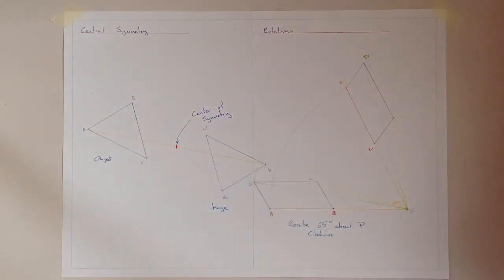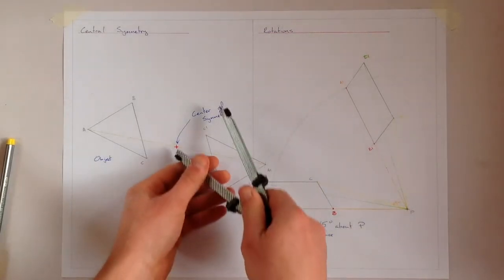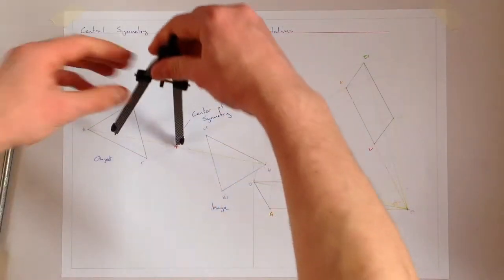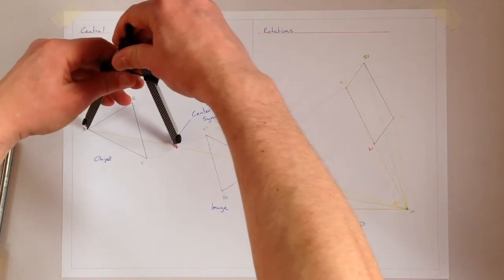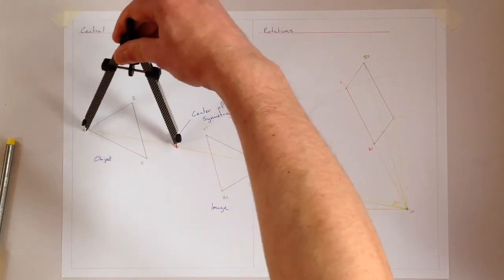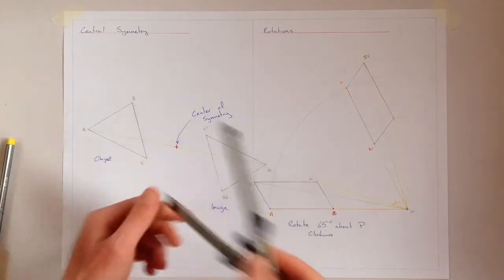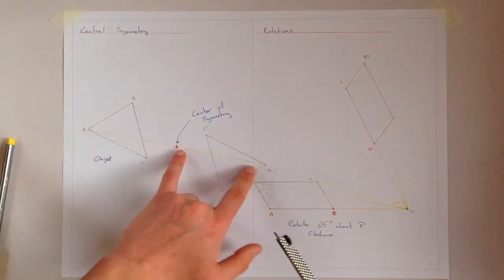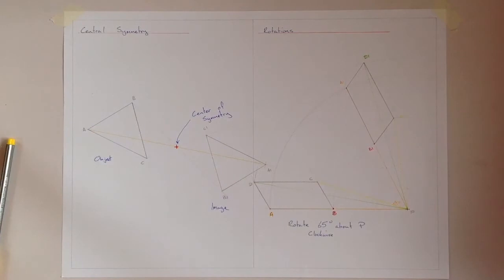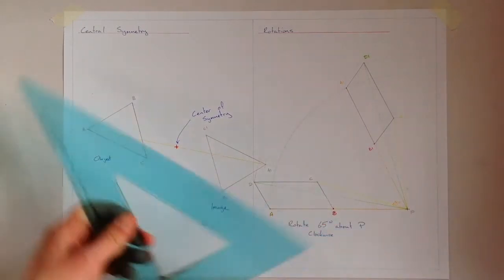Then we make sure that whatever distance the point is away from the center on one side, with my compass here, I'll set my compass to it on this side, and I make sure that it's the same distance on the other side. So each point is always the same distance from the center of symmetry. So that would be A. I could do the same then here for B.